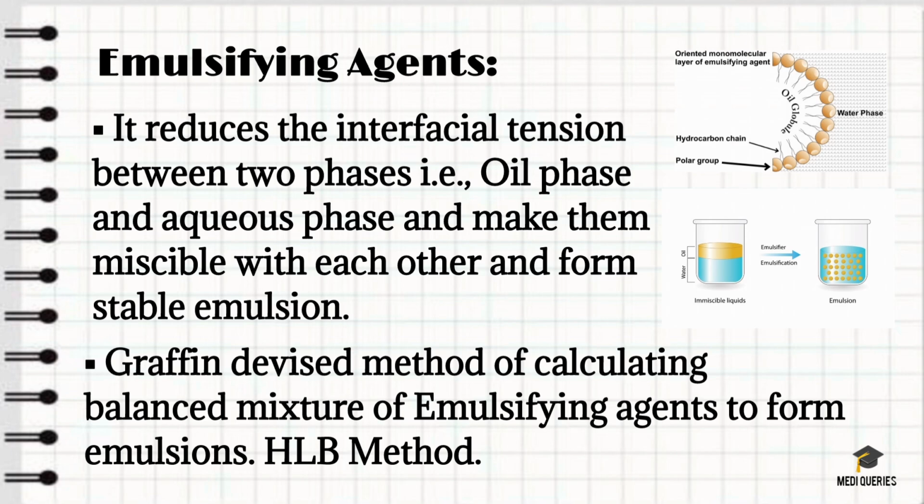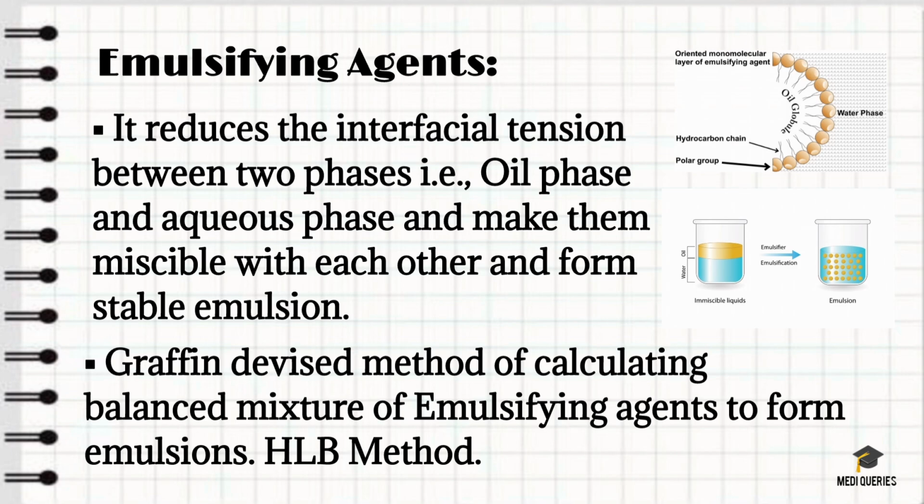But it is very difficult to select a proper emulsifying agent for the development of a stable emulsion. No single emulsifying agent possesses all the properties required for the preparation of a stable emulsion. Therefore, sometimes it becomes necessary to use two or more emulsifying agents instead of one to prepare a stable emulsion.